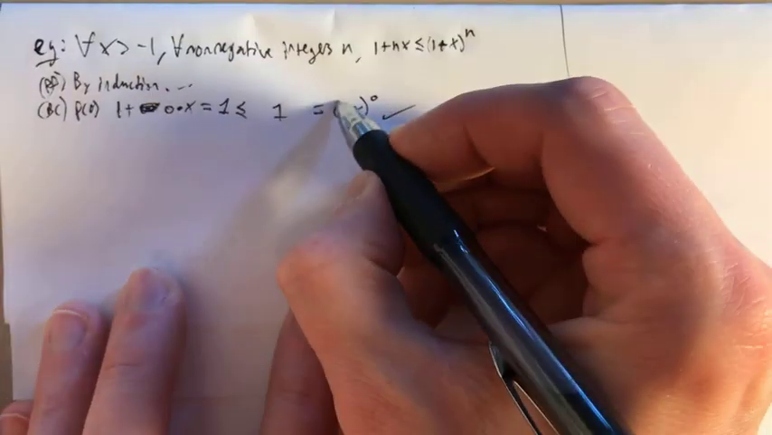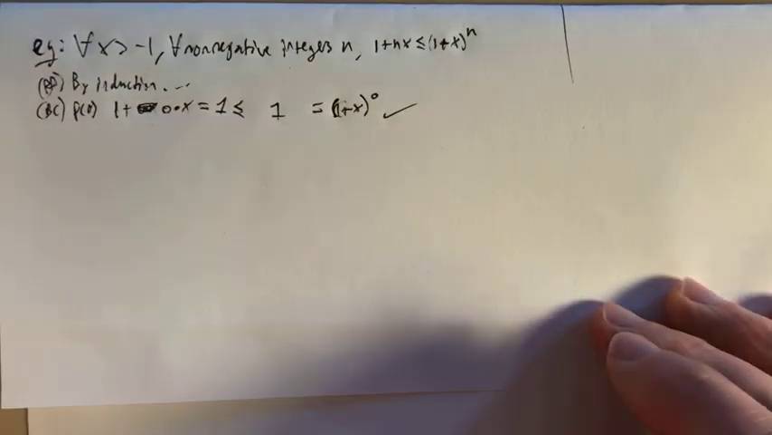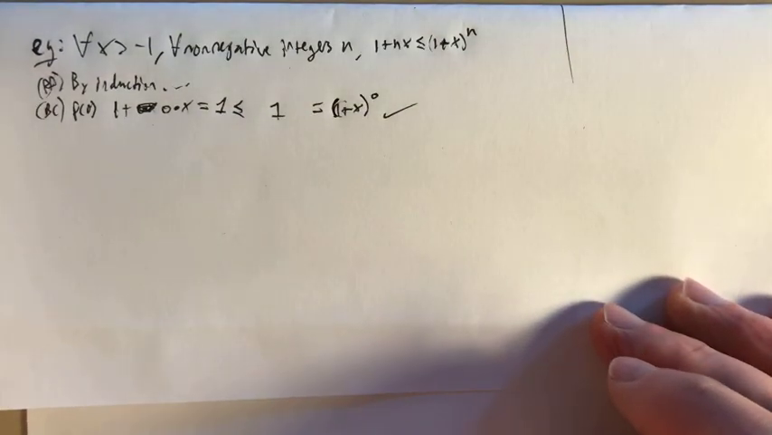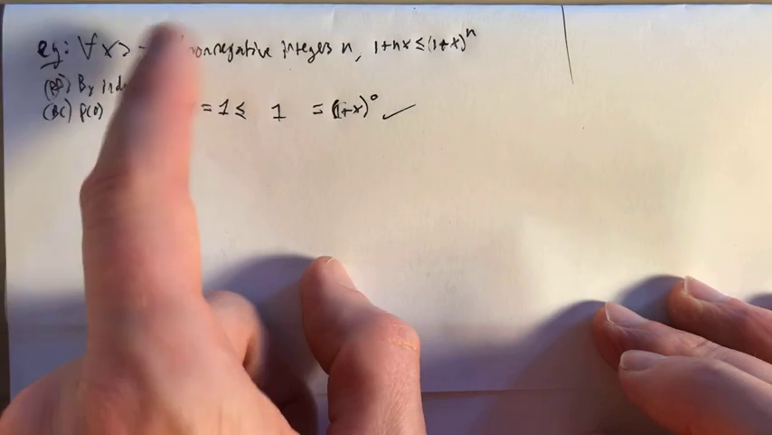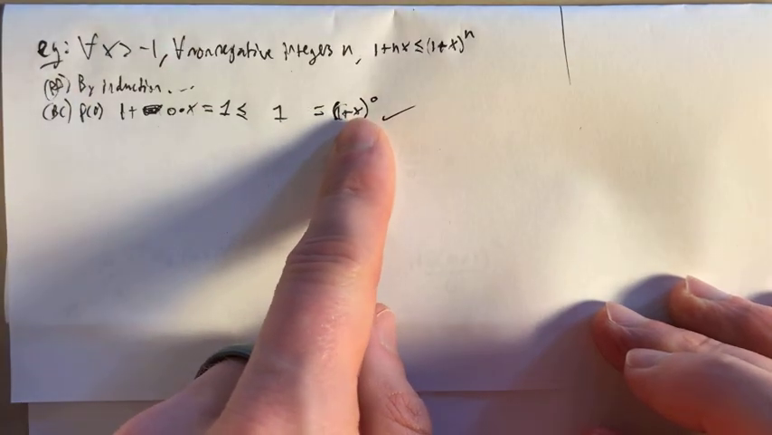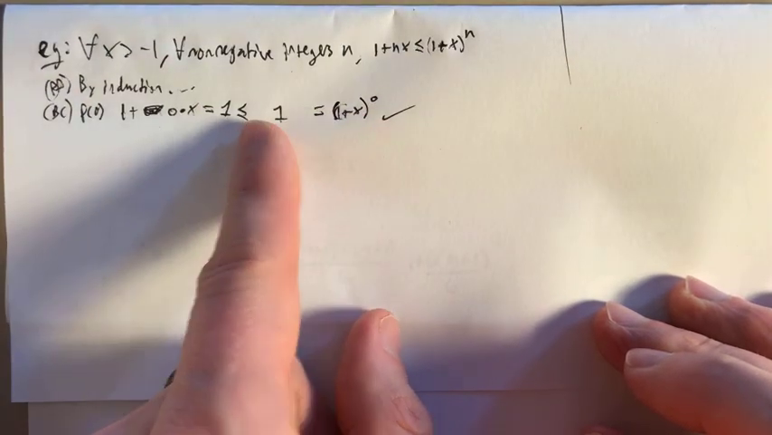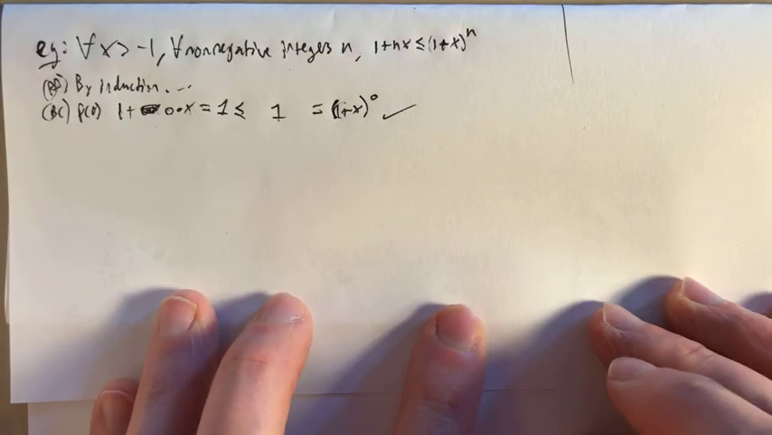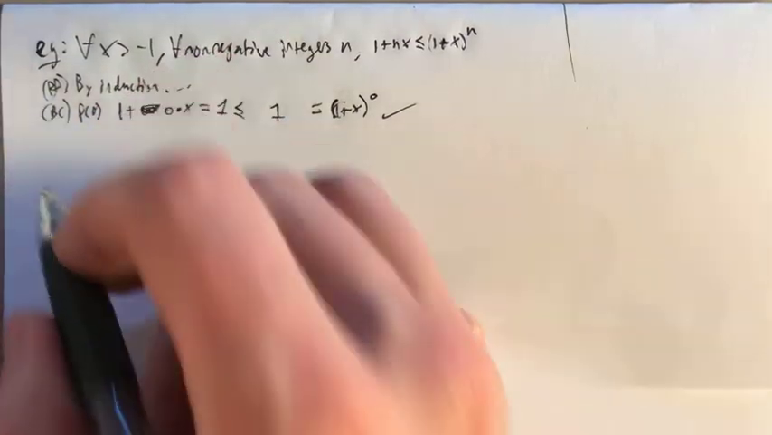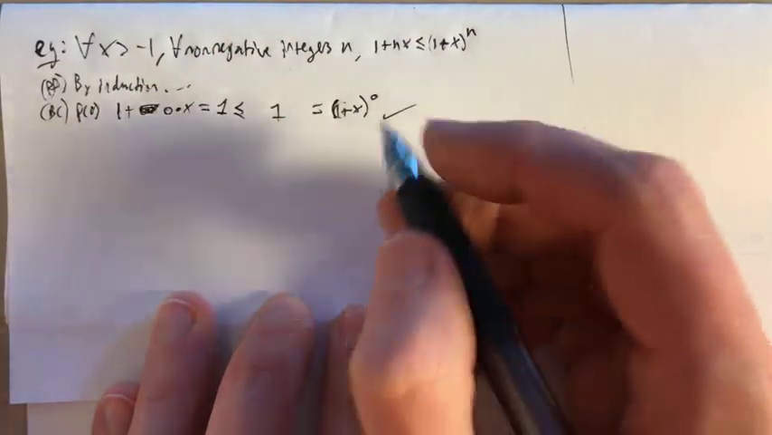Now, why is 1 plus x to the 0 equal to 1? Because x is bigger than negative 1, so 1 plus x is a positive number. I've got a positive number raised to the 0 power, which is just 1. We're not messing with 0 to the 0. I don't know what 0 to the 0 would be.